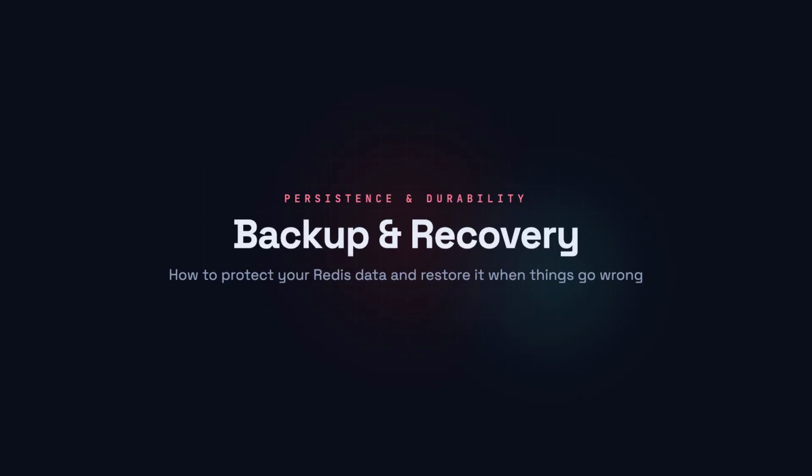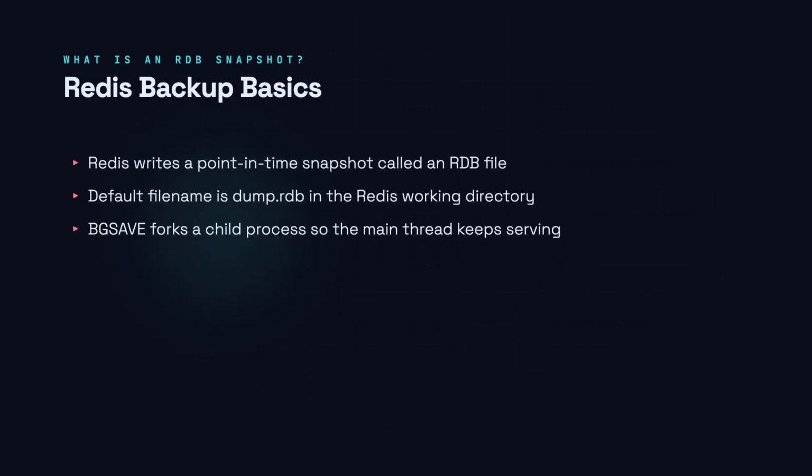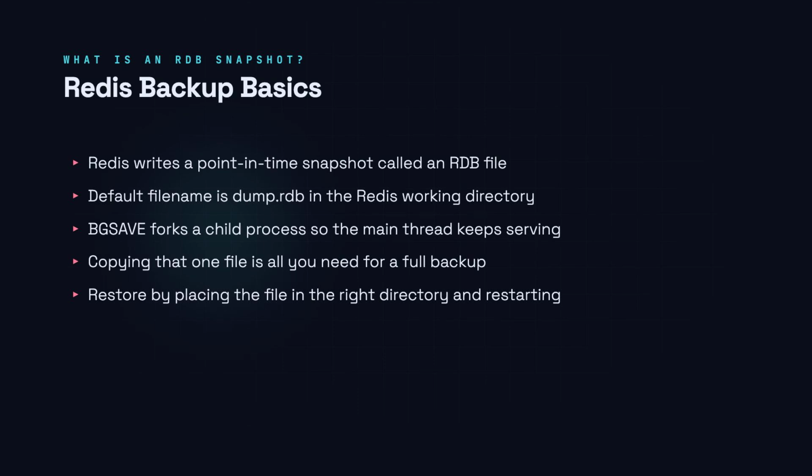Redis stores data in memory, which means a crash without proper backups equals data loss. In this video you will learn how Redis snapshots work, how to back them up, and how to restore from them confidently. Redis persistence at its simplest is a single binary file called dump.rdb. It captures a point-in-time snapshot of all your data, and copying it off the server is a complete backup.